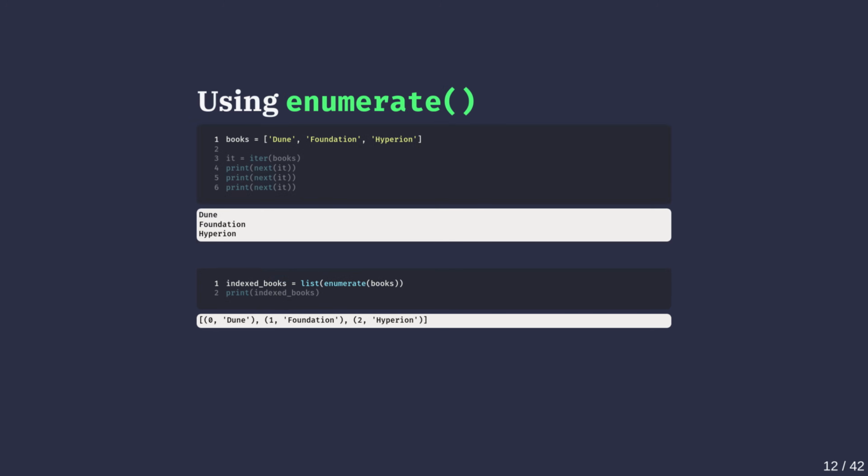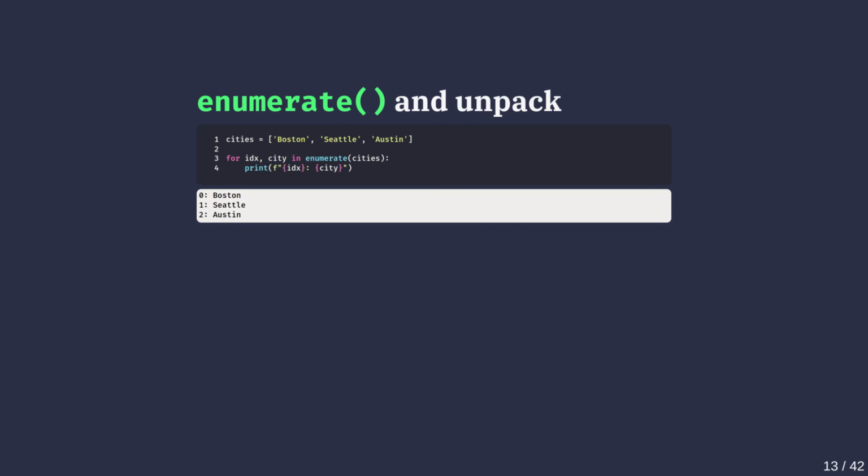Normally, when we loop over a list, we only get the values, but sometimes we need the position of each item. Enumerate solves this by pairing each value with its index. Here, we are enumerating over books and converting it to a list, which gives us a sequence of tuples. The first number is the index, and the second is the item itself. We can unpack the index and value directly using a loop. Enumerate creates pairs, and we can separate them.